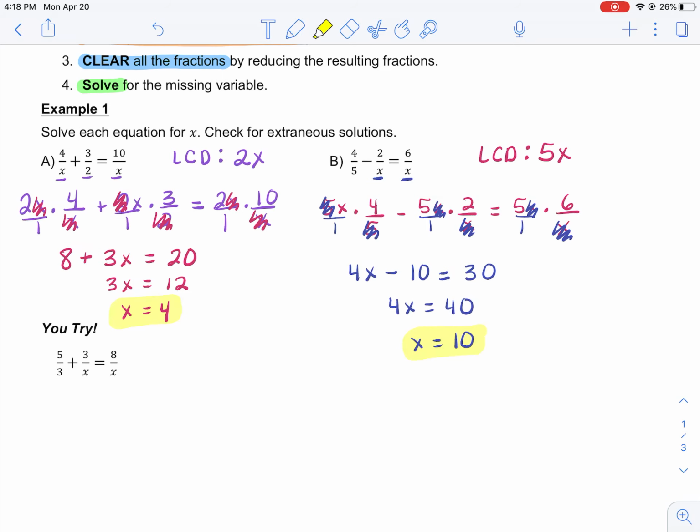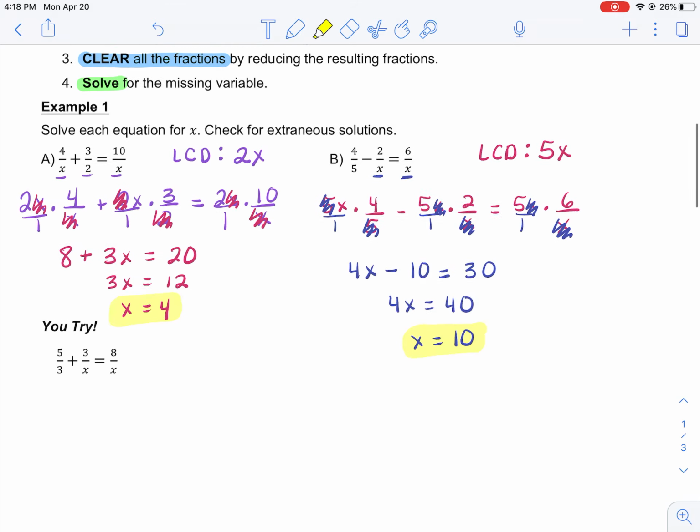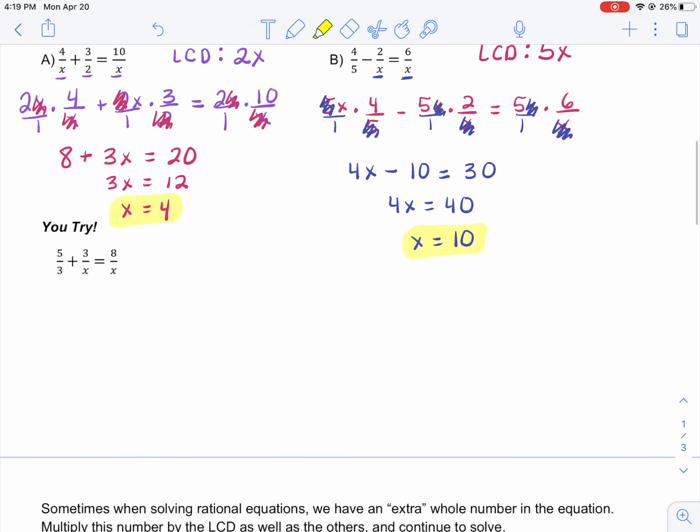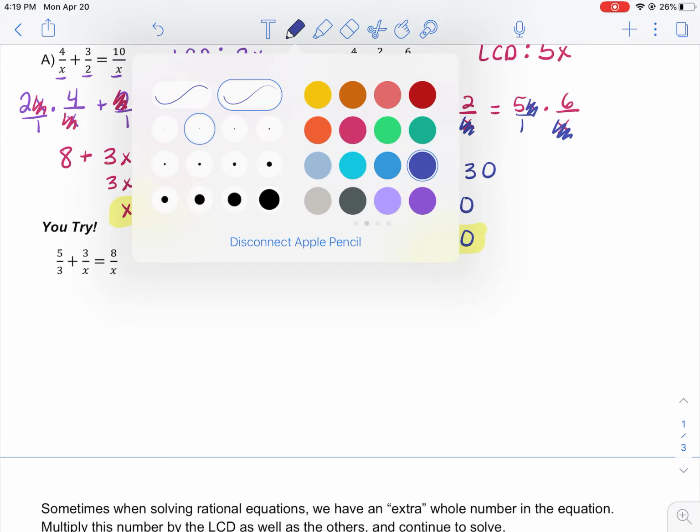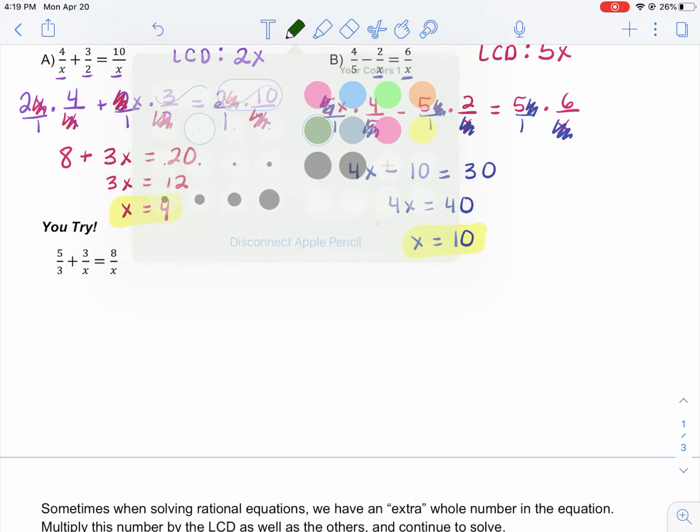Okay, so if you want to go ahead and pause the video and try the next problem, that would be great. And then just when you start it up again, you can follow along with me.